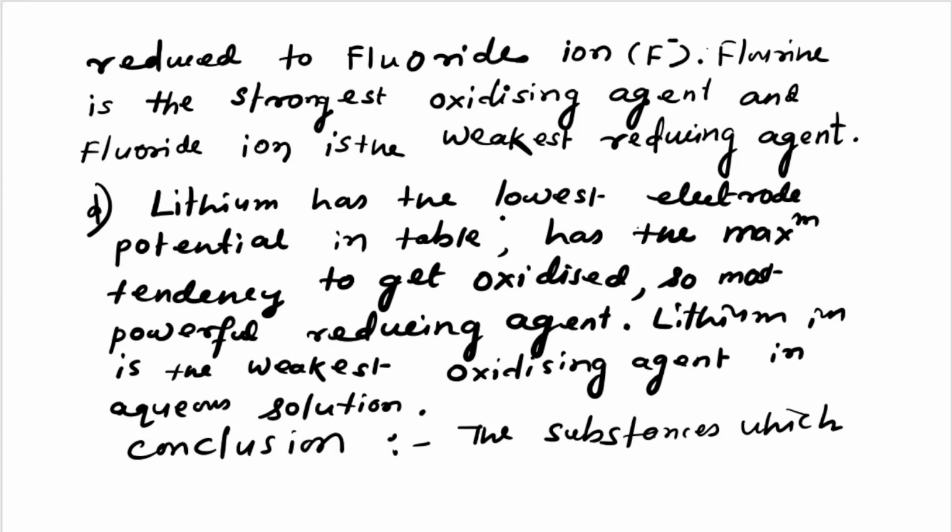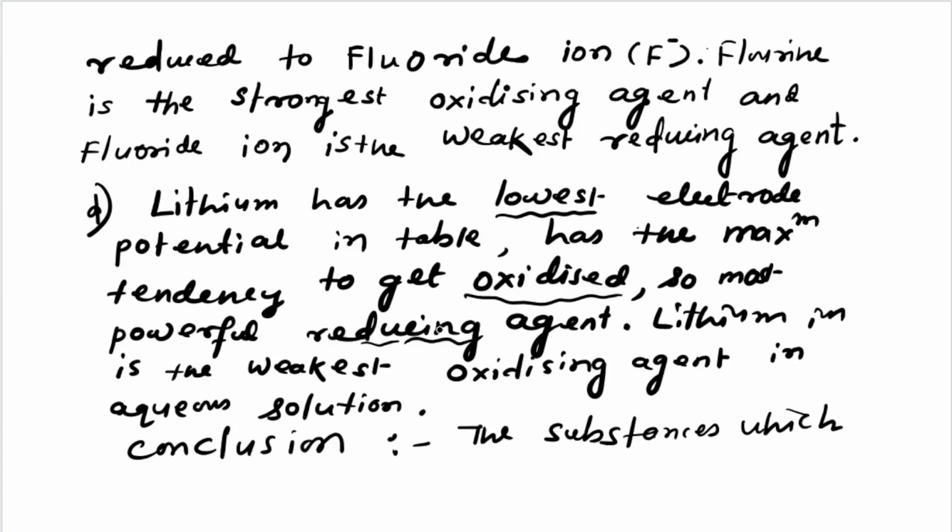Lowest electrode potential in the table has the maximum tendency to get oxidized. So it is a very powerful reducing agent. Lithium ion is the weakest oxidizing agent. When one is a powerful reducing agent, then it is the weakest oxidizing agent. If one is a powerful oxidizing agent, then it is the weakest reducing agent.